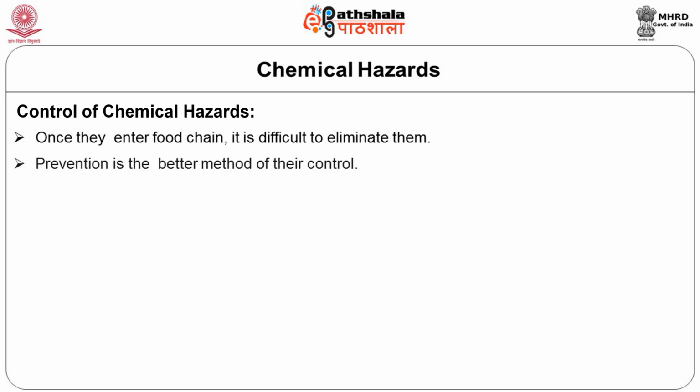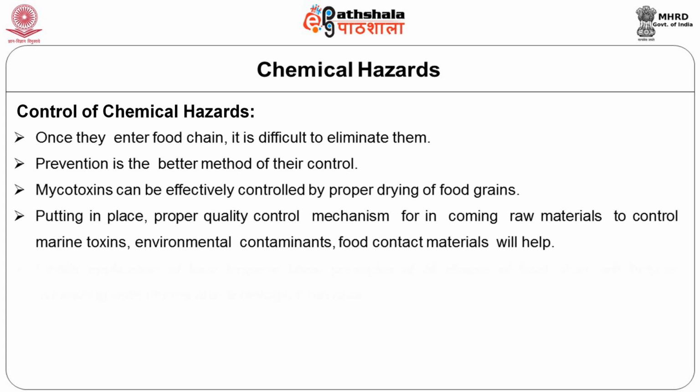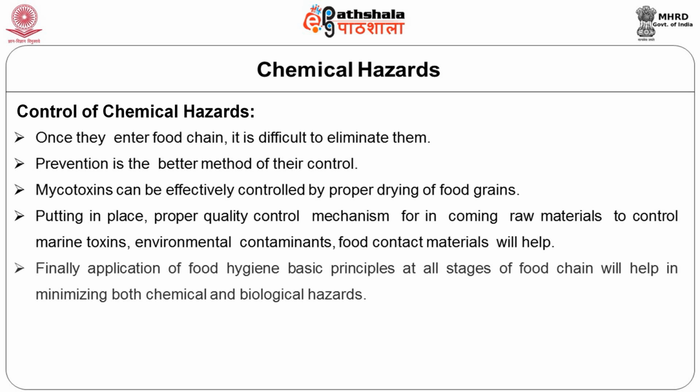Pesticide residues and veterinary residues need to be controlled at the production stage by following good agriculture practice and good veterinary practice. Mycotoxins can be effectively controlled by proper drying of food grains. Putting in place a proper quality control mechanism for incoming raw materials to control marine toxins, environmental contaminants, and food contact materials will help. Good manufacturing practices for control of food additives, process contaminants, cleaning agents, and sanitizers will help in controlling these contaminants. Finally, it is best advised to apply basic food hygiene principles at all stages of the food chain, which will help in minimizing not only chemical but even biological hazards.